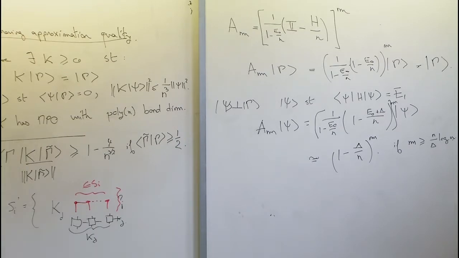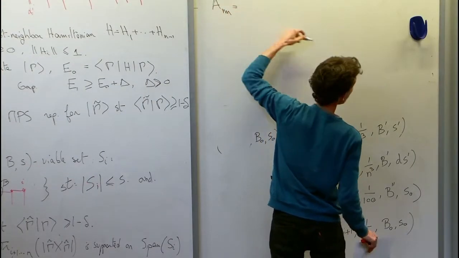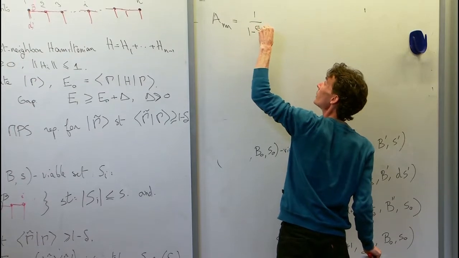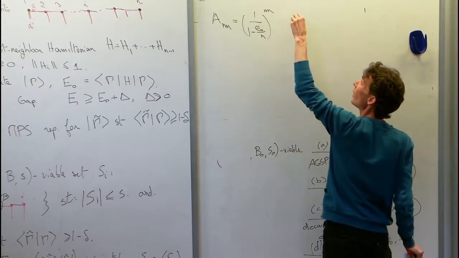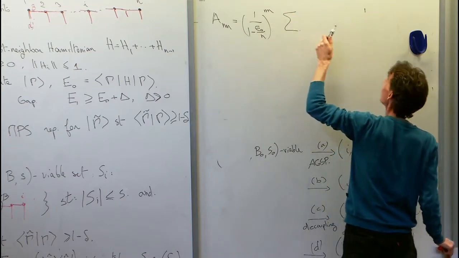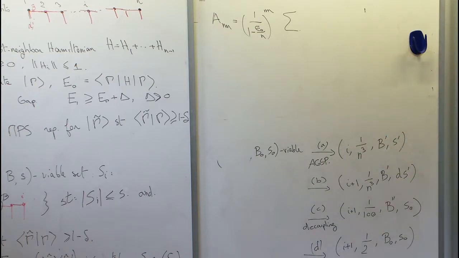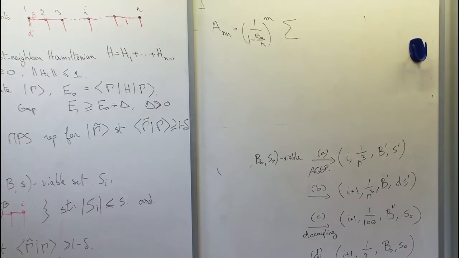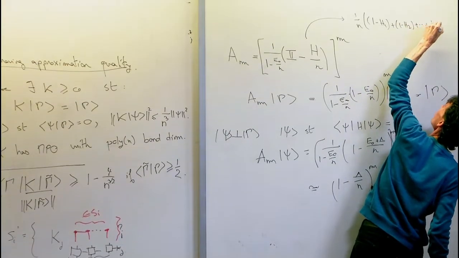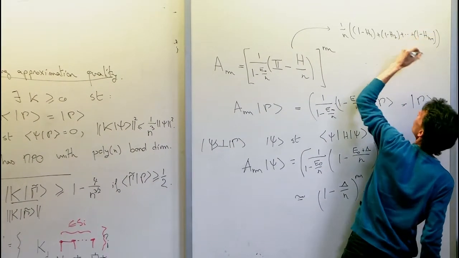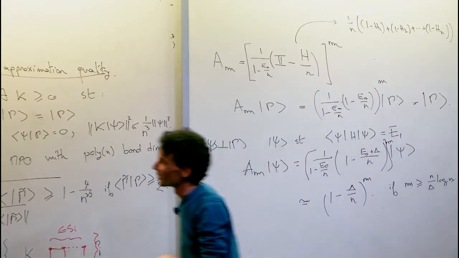Because there's just one nice idea there. So what is this? I can expand it, right? And I can write AM as, so there's this constant in front, 1 minus E0 over n to the m. And then I can expand this summation, and I can write it as the sum over terms. And what do the terms look like? This here, I want to write as 1 over n times 1 minus h1 plus 1 minus h2 plus 1 minus h n minus 1. Let's go to hn because I put an n. It should be n minus 1, but it's okay.